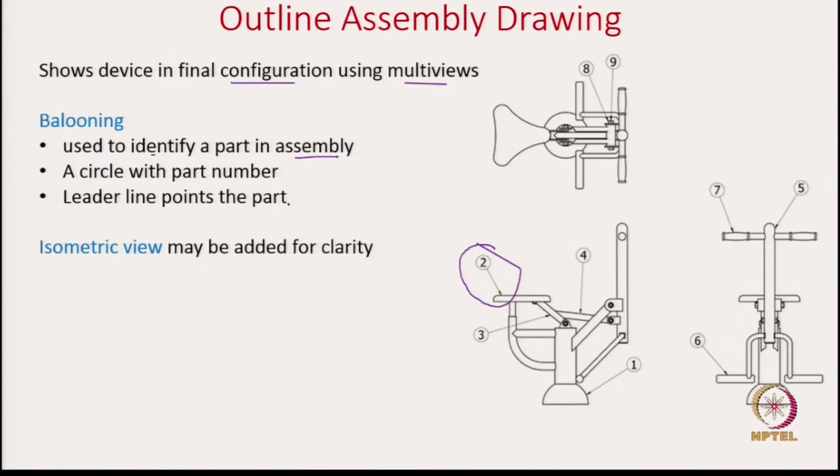Next, as I already mentioned, isometric can also be used for clarity purposes, and section views may be used to show the interior details. Sometimes just by looking at the outline, you may not see all the parts, because some of the parts are hidden. So, to show those parts, you may have to use the section view, so that all of the parts can be shown in the assembly.